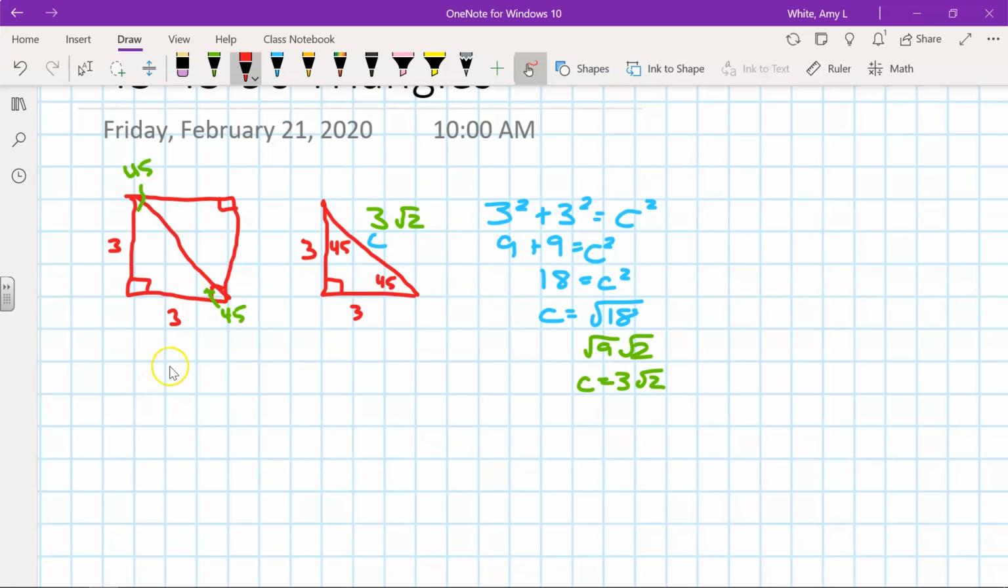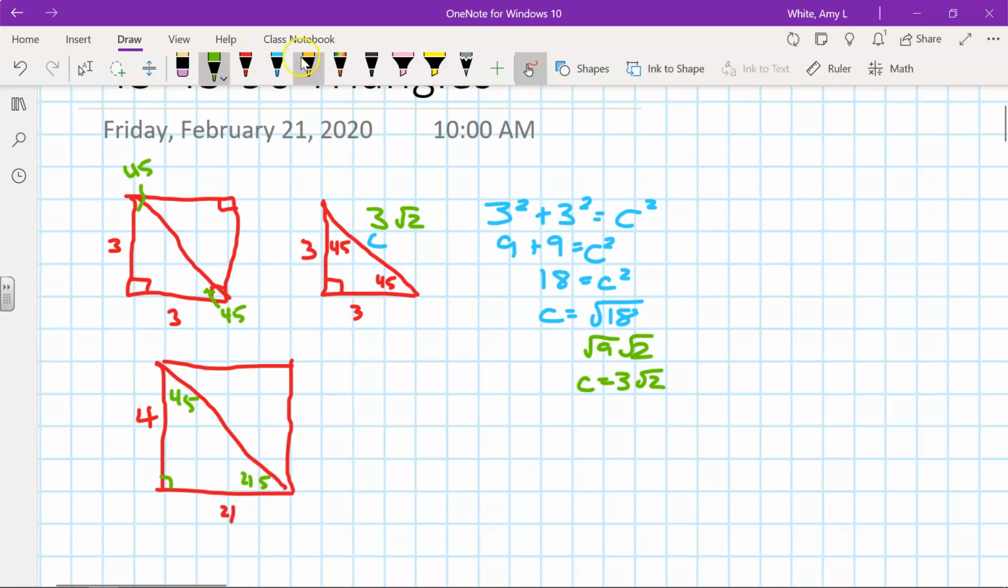So what if we do a 4 by 4 square? I'm going to try to draw a better square this time. So now I have a 4 by 4 square that we can draw the diagonal of. Once again, because we have the diagonal of a square, we know that this is a 45, 45, 90 triangle.